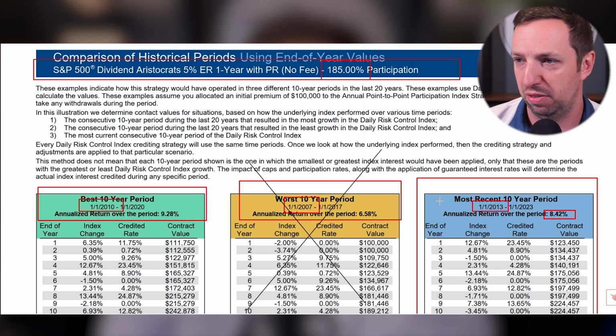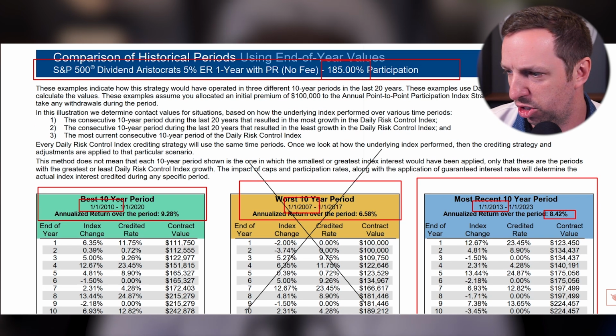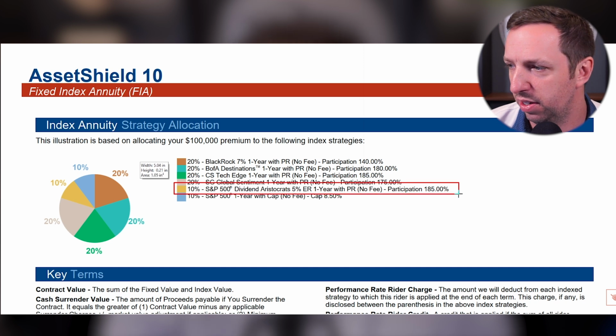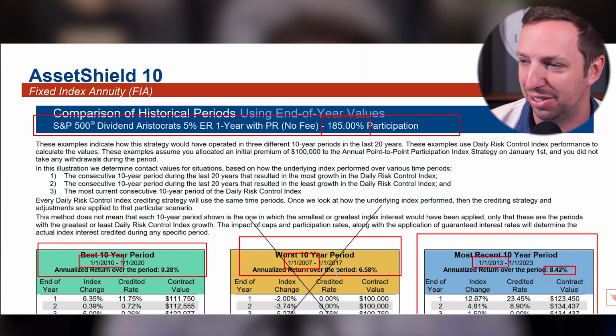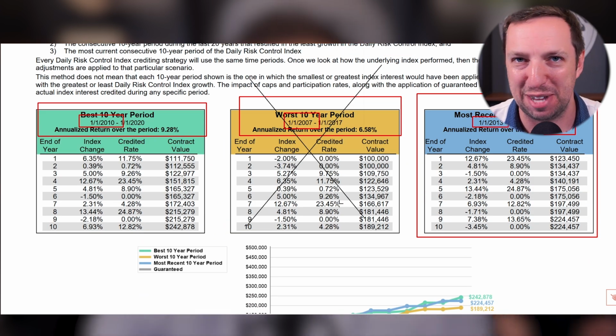This is only 20% of the allocation. And let's check that. This is only 10% of the allocation. So only 10% of the performance is coming from the index that actually has a track record. None of the others have the track record.